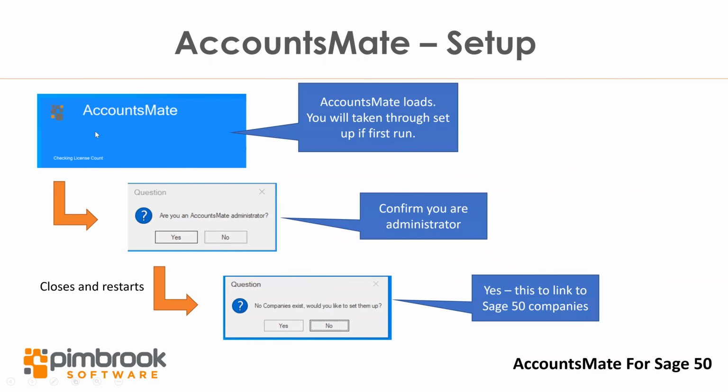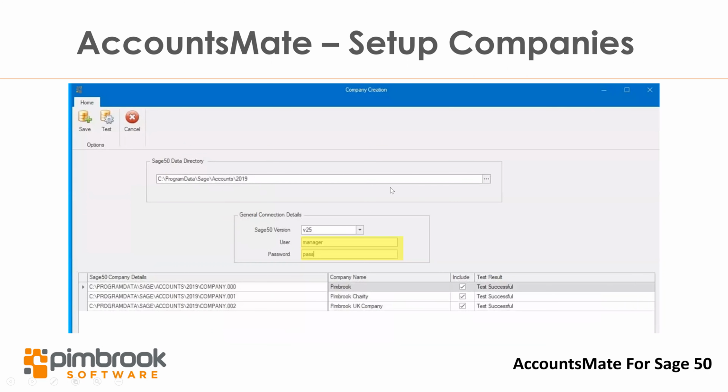So you start AccountsMate from your desktop. You get the loading screen. AccountsMate will know it hasn't been set up before, so it'll ask you, are you administrator? If you're setting up AccountsMate for the first time, you should be administrator for AccountsMate. So you click yes. AccountsMate will reload itself, and it'll check for the link to Sage 50, basically to find your companies. It'll say no companies exist. Would you like to set them up? Yes, you do. It'll pop up this screen for you.